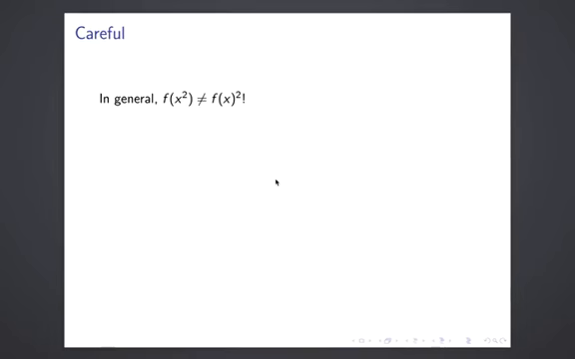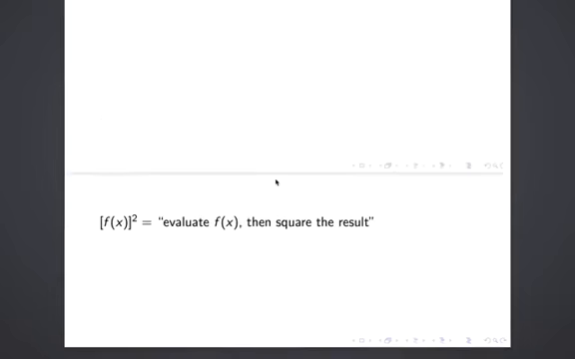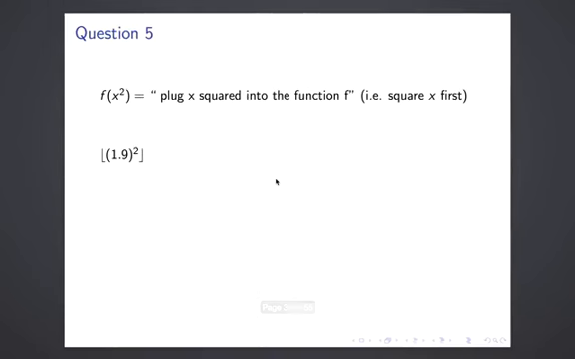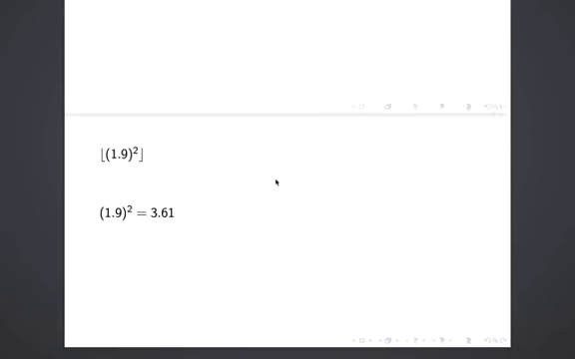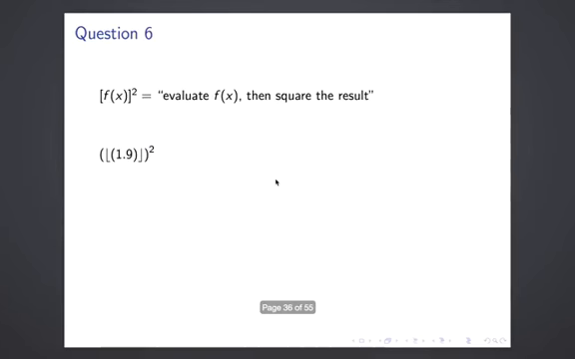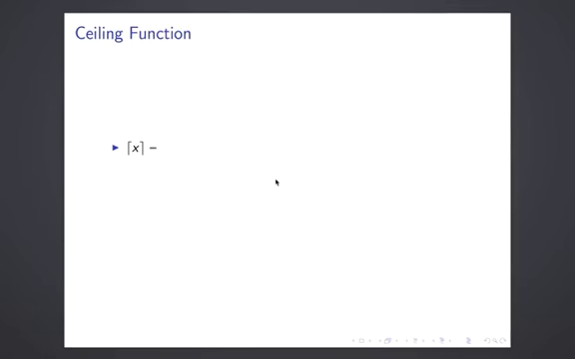Sometimes it's surprising to people that those answers aren't the same, but in general, if you plug x squared into a function, it's not the same as if you evaluate f of x and then square it. So if we're looking at 1.9 squared, then taking the floor of it, well, 1.9 squared is 3.61, the floor of that is 3. But if you take the floor of 1.9 and then square that, the floor of 1.9 is 1, and 1 squared is 1. So that's why those answers are what they are.